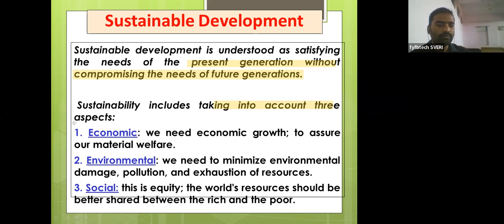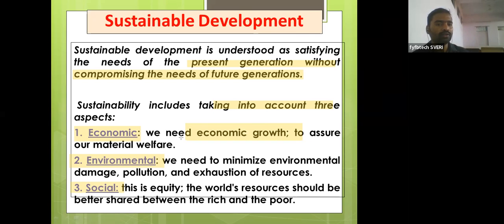Those 3 parameters are: first one is economic, second one is environmental, third one is social. So how are we depending economically on sustainable development? Coming to the economic, we need economic growth to assure our material welfare. In order to purchase any material, what is required? Money is required, correct? So money comes under economy. So we should be strong in economic growth.